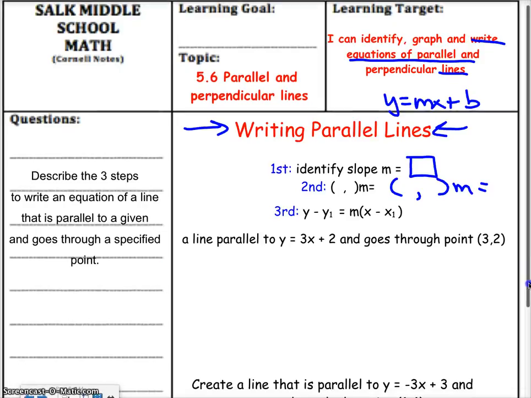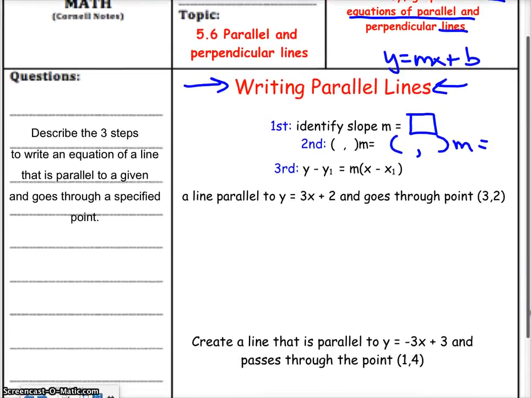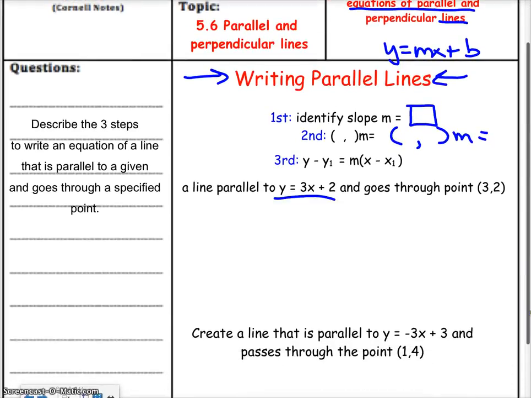That's what we're doing. So let's make an equation of a line that is parallel to this line. It's not this line, it's parallel to it. So I need to find an equation of the line that's parallel to that and goes through this point. So according to step 1, I need to figure out my slope. Well, if I'm parallel, I'm the same slope. So what's the slope of this line? 3. So my slope is 3.